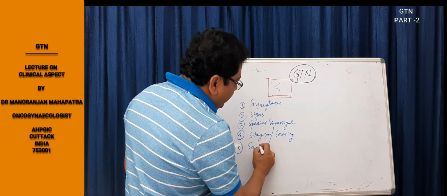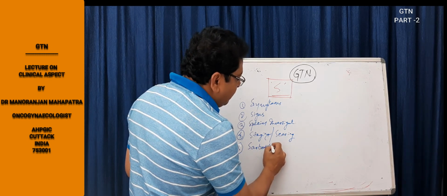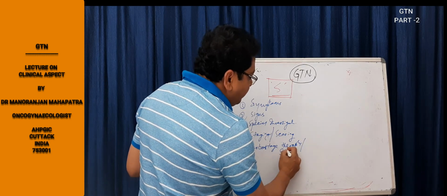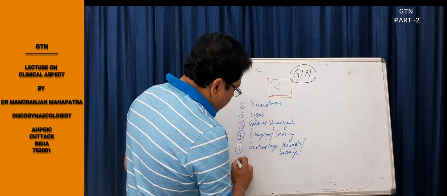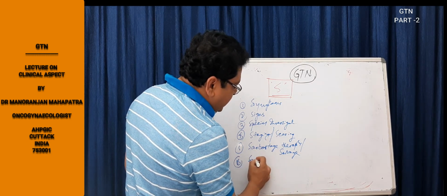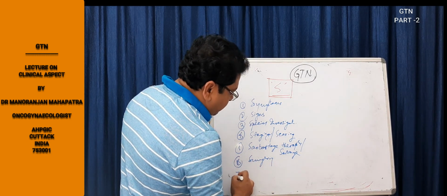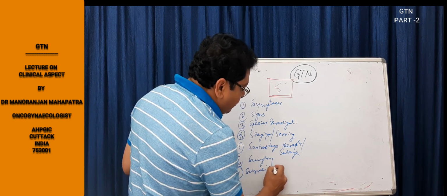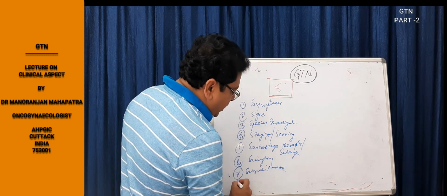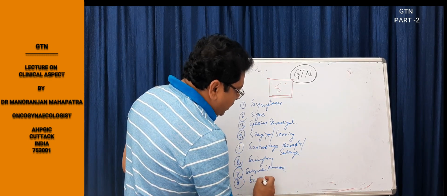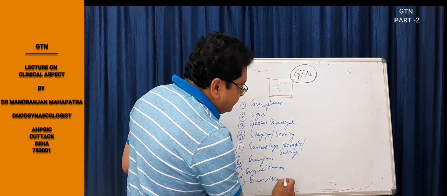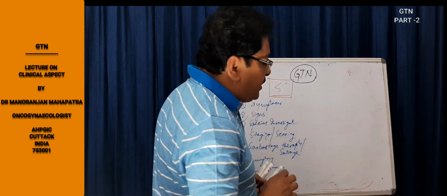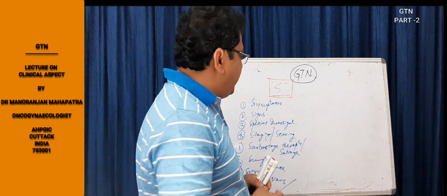Number 5 is salvage therapy. Number 6 is surgery. Number 7 is your surveillance. Number 8 is something we will talk about, the survivors. Ladies and gentlemen, so these are the points on which the clinical aspect of the GTN can be discussed.